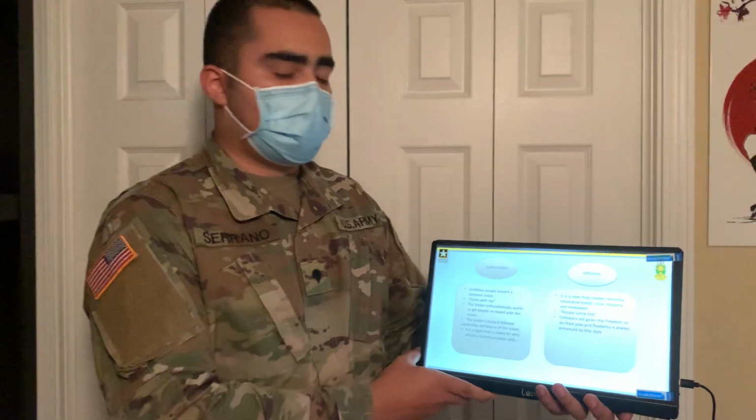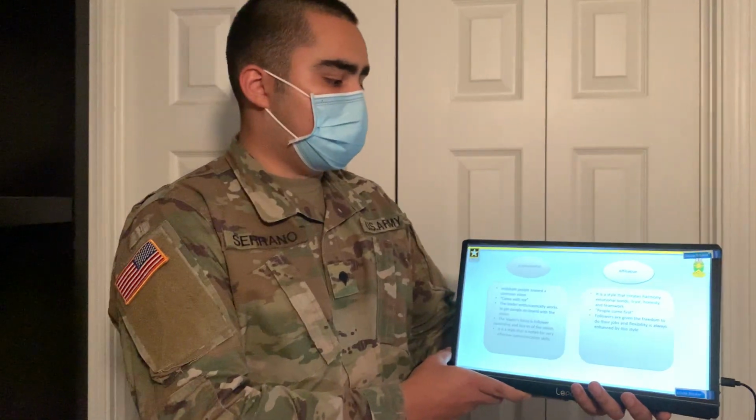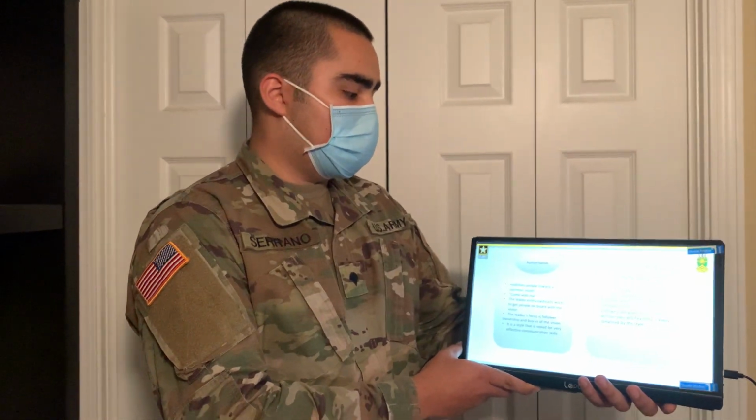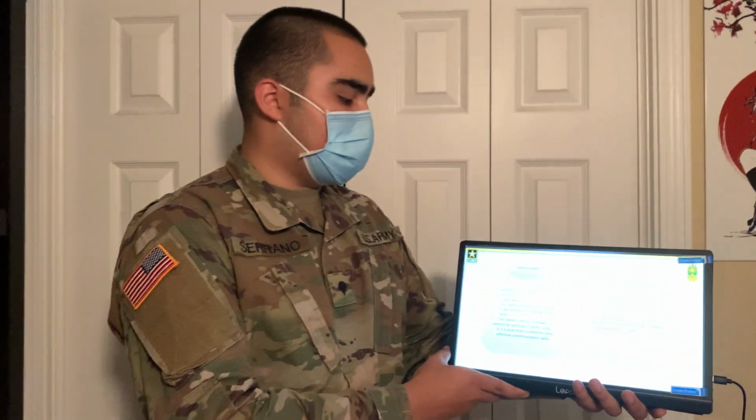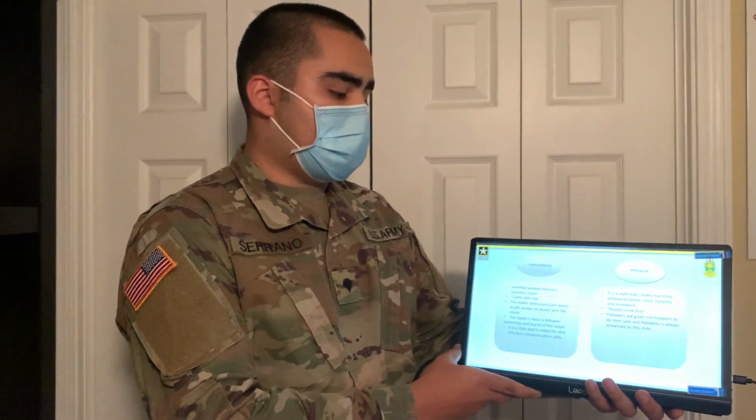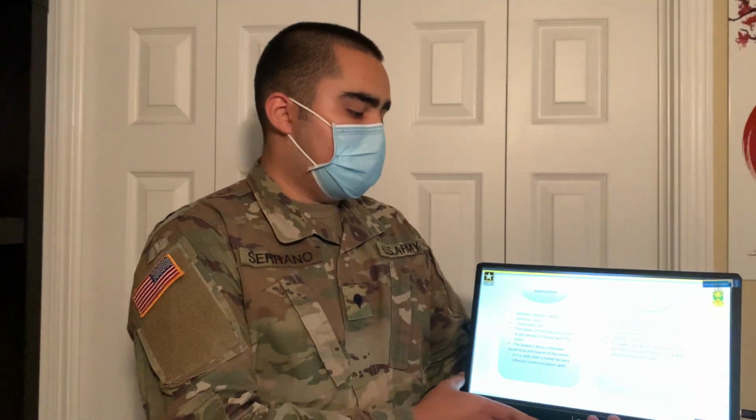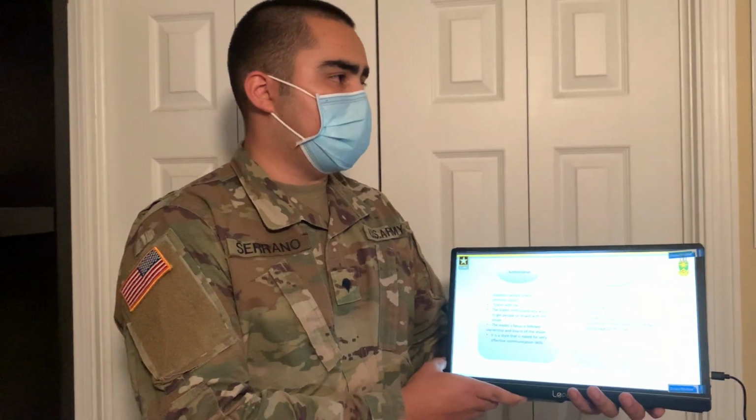So the first 2 are authoritative and affiliative. We're going to start off with authoritative. Authoritative mobilizes people towards a common vision. That's the leader's job to do. A good quote would be, "Come with me." The leader would tell them, "Come with me." It is more as leader to lead by example and from the front.